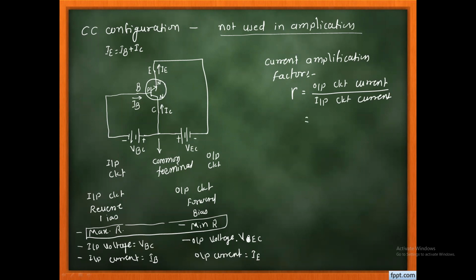Now you can see what the output circuit current is. It's IE. And what is the input circuit current? It's IB. So the base current has a very small value, so the value of gamma is greater than 1. But as the basic criteria is not fulfilled, it is never used as a current amplification factor. Is that clear? So please take a screenshot of it.